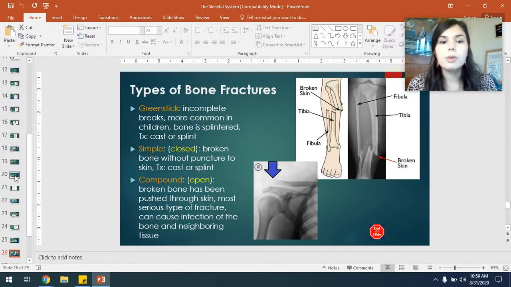Next, we have simple fractures. You may hear this referred to as a closed fracture. And the reason for this is because it's when you break a bone, but it does not poke through the skin. So your skin is closed. So this is a simple, very common fracture. And the treatment for this would also be a cast or a splint.